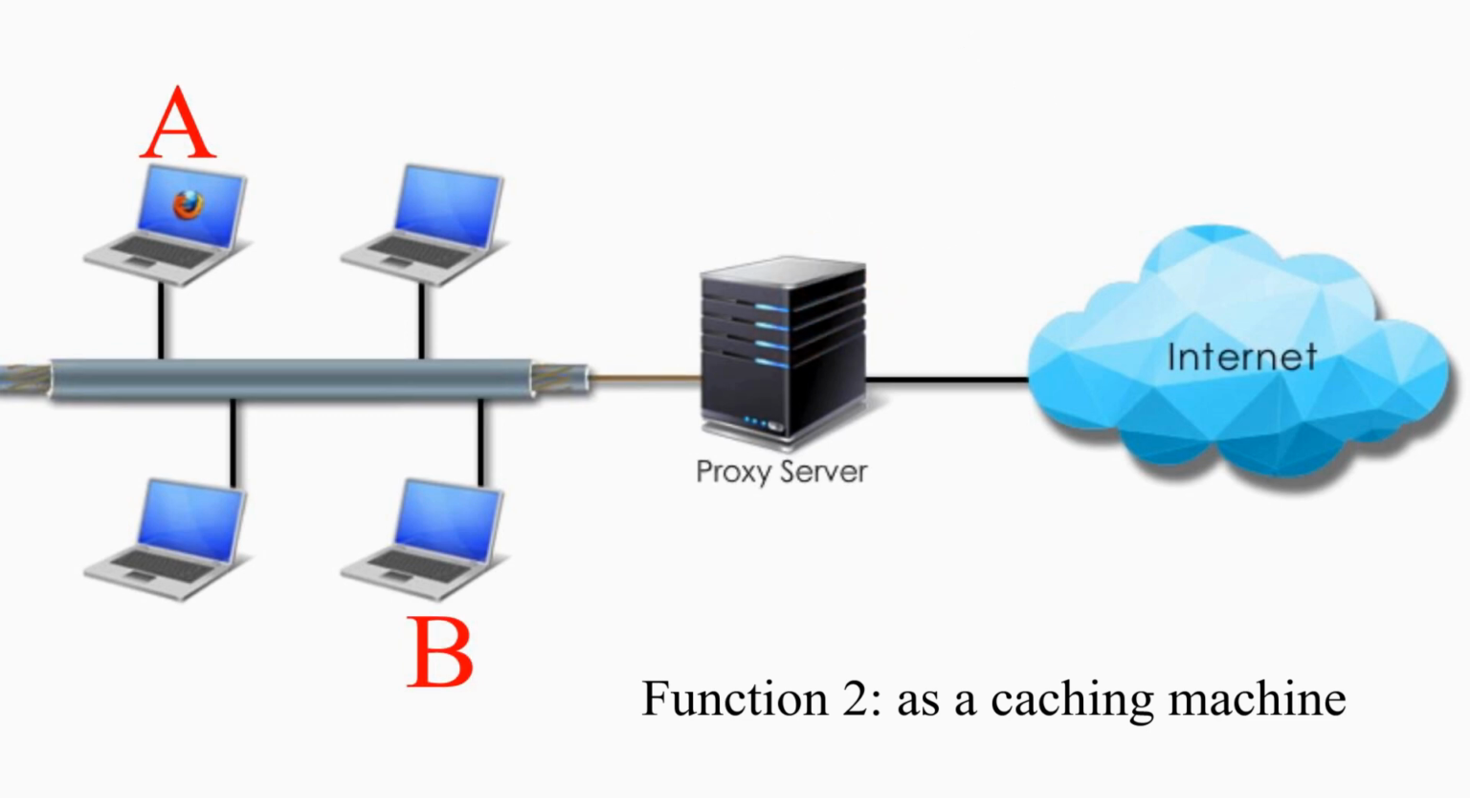Next time, when client B asks for a copy of Firefox, the proxy server checks its cache. Here you are, and this time the proxy would give the client B a copy directly from its cache without having to go to the Mozilla website. Thus, it reduces network traffic and improves network performance.